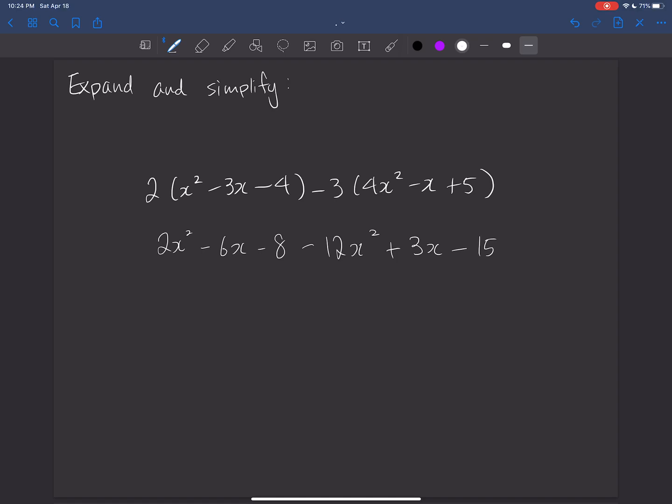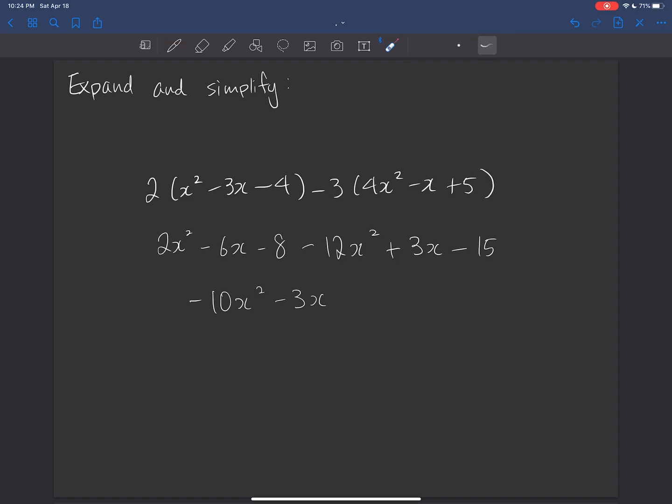Then I find all the like terms. So in this case, we have 2x squared and a negative 12x squared. Putting them together, we have negative 10x squared. And then we have the negative 6x and the positive 3x. So putting them together would be negative 3x.